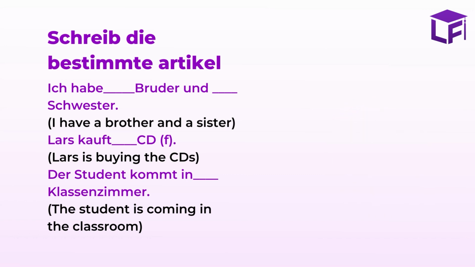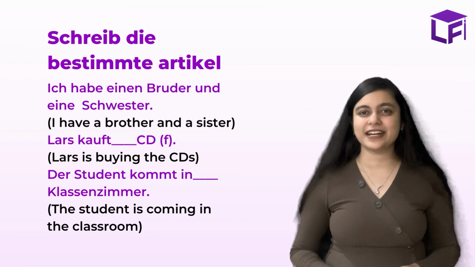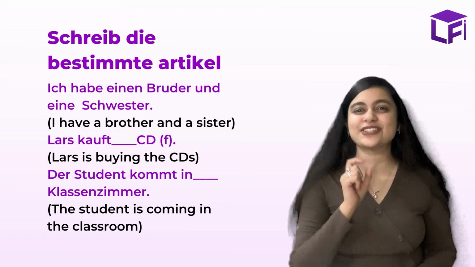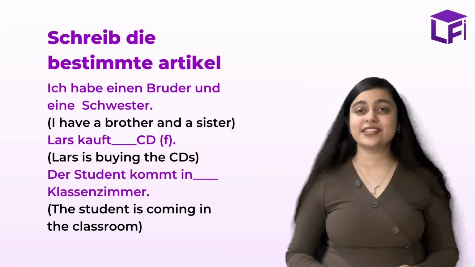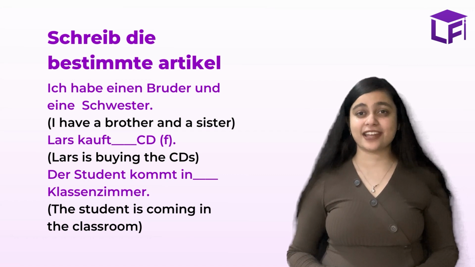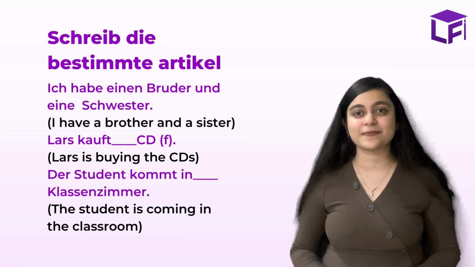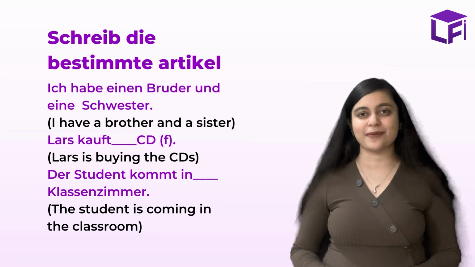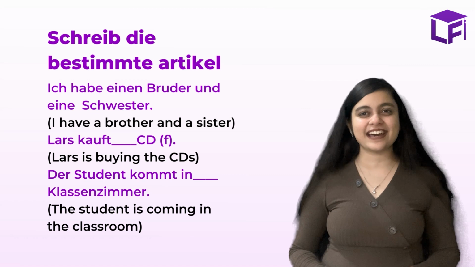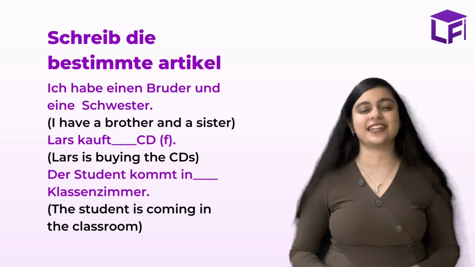Okay, time's up. So, the answer for the same is Ich habe einen Bruder und eine Schwester. Because Bruder is the masculine gender and Schwester is feminine. So, for the unbestimmte article in accusative case, it becomes einen Bruder und eine Schwester. That's right. Let's move on to the next question.